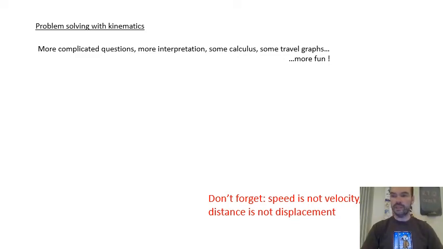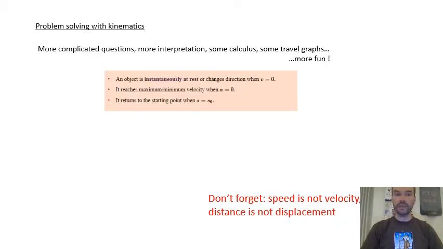Right, welcome to the end of the chapter 16 stuff. More complicated questions, more interpretation, a bit of the calculus, some travel graphs, more fun. Okay, so they introduce an idea we've already been using, the idea being an object is instantaneously at rest or changes direction when v is 0.